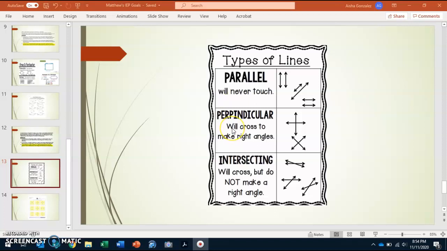However, perpendicular lines will cross each other, they will touch, but remember, perpendicular lines have right angles, so we can create a right angle if they are perpendicular lines. If we cannot create a right angle, however they're still touching, that means they're intersecting. Remember, we can try to make the little square to see if we make a right angle. If it makes a right angle, it is perpendicular. But if it does not and they're crossed, they're touching, that is an intersecting line.